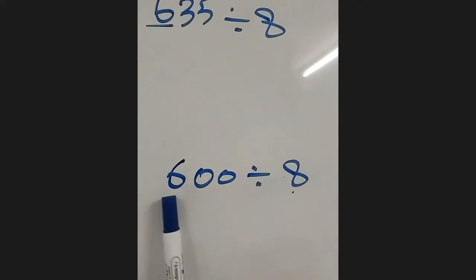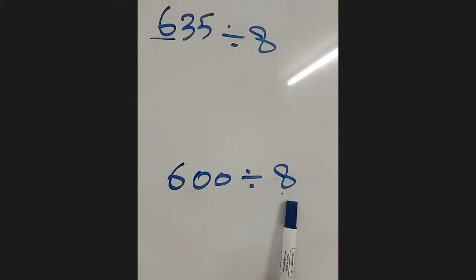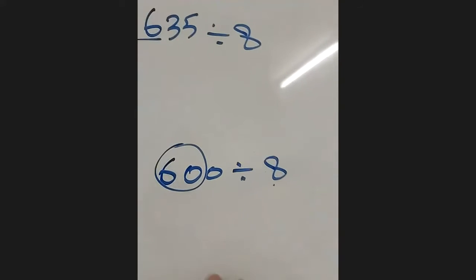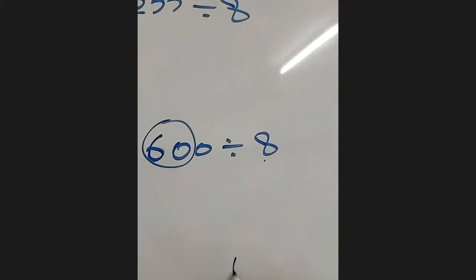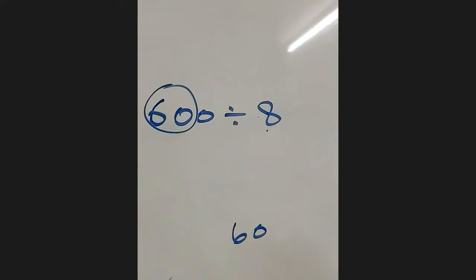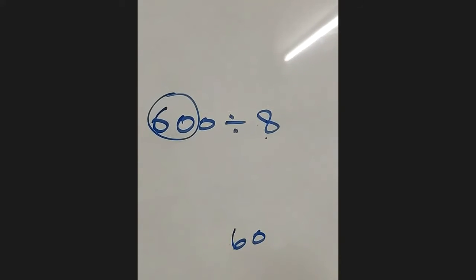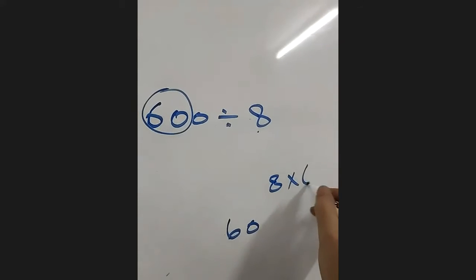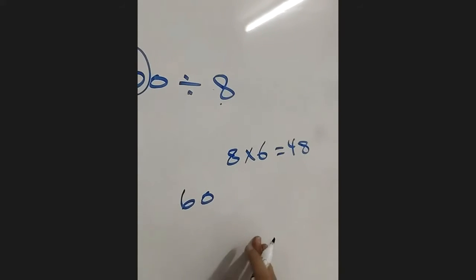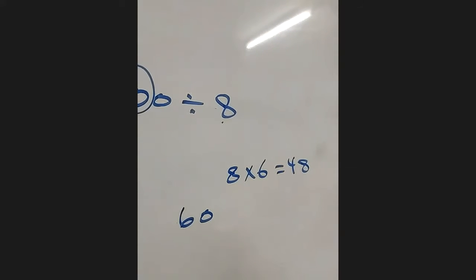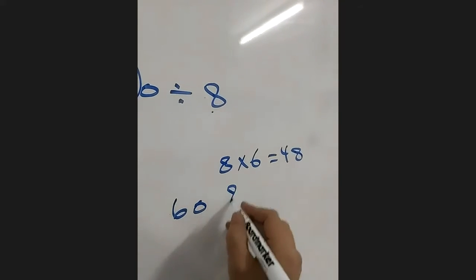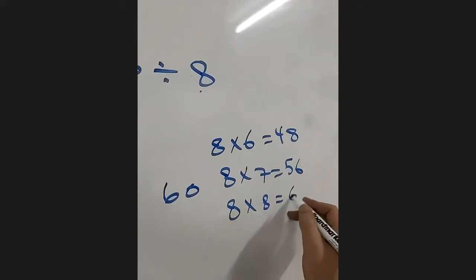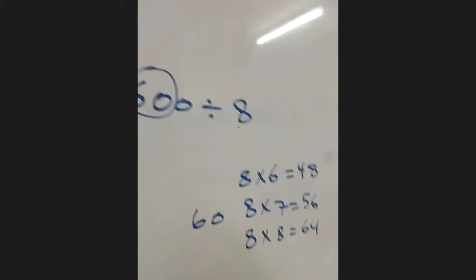Now look here, guys. Can the 6 be divided by 8, Jalal? No. Take the 60 divided by 8. Do we have 60 in the timetable of 8? Let's remember the timetable of 8 together. 8 by 6 is 48, right? 8 by 7 is 56, right? 8 by 8 is 64, right? Do we have 60 in the timetable of 8?